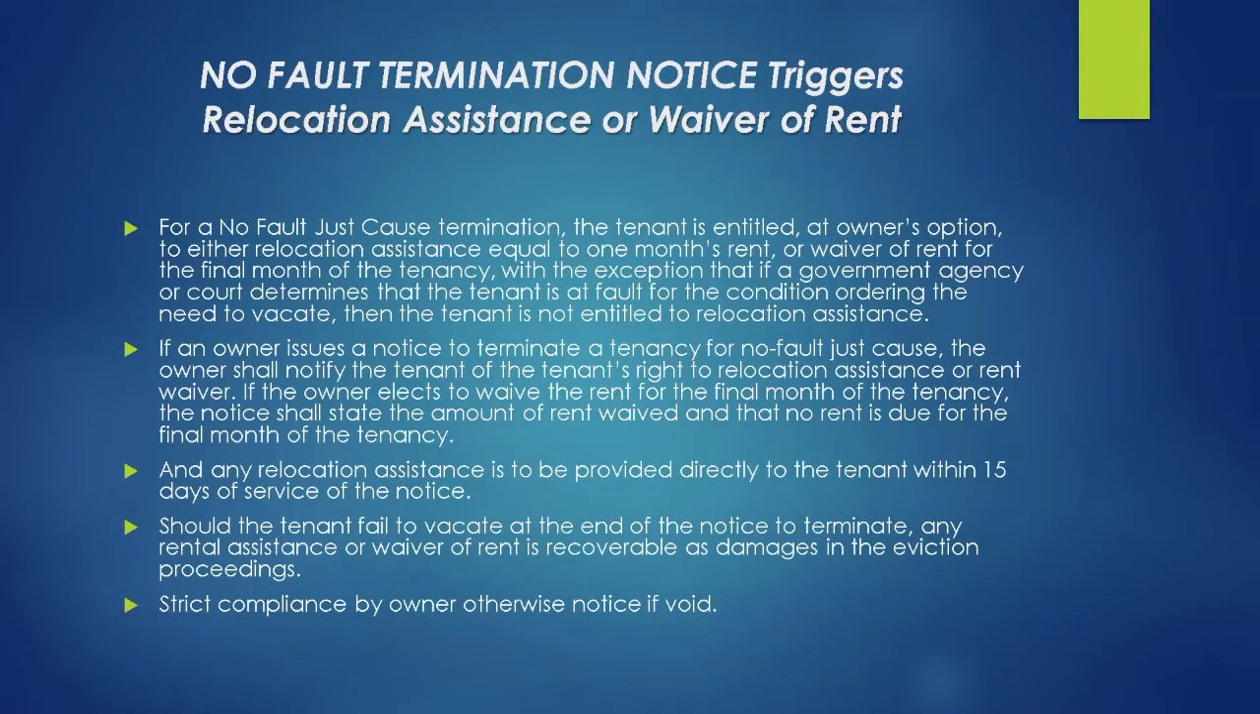If an owner issues a notice to terminate tenancy for no fault just cause, the owner shall notify the tenant of the tenant's right to relocation assistance or rent waiver. If the owner elects to waive the rent for the final month of the tenancy, the notice shall state the amount of rent waived and that no rent is due for the final month of the tenancy. Any relocation assistance is provided directly to the tenant within 15 days of service of the notice. Should the tenant fail to vacate at the end of the notice to terminate, any relocation assistance or waiver of rent is recoverable as damages in the eviction proceedings.